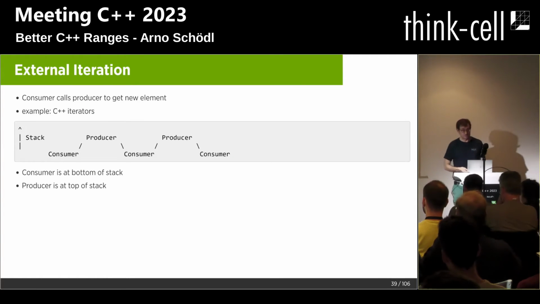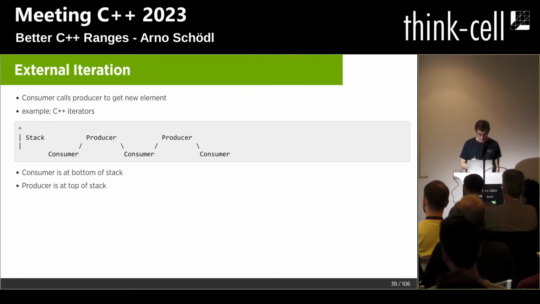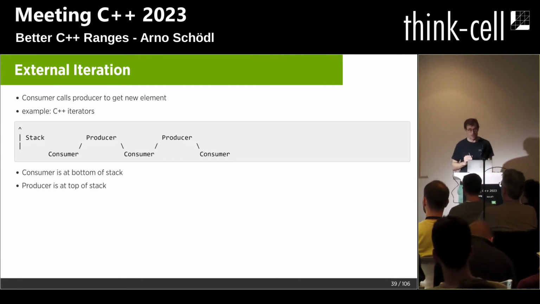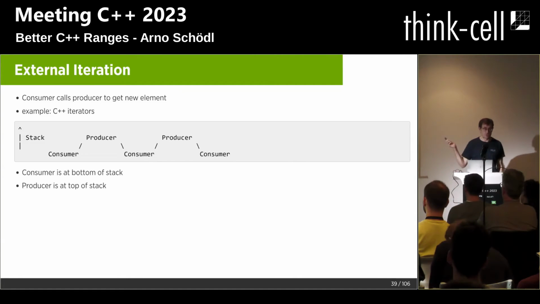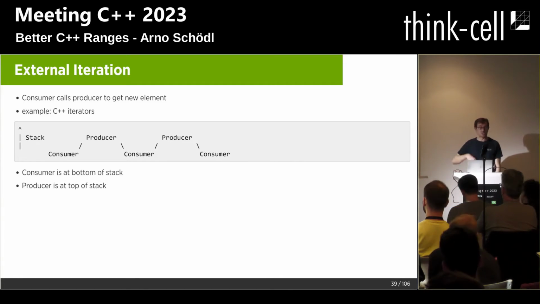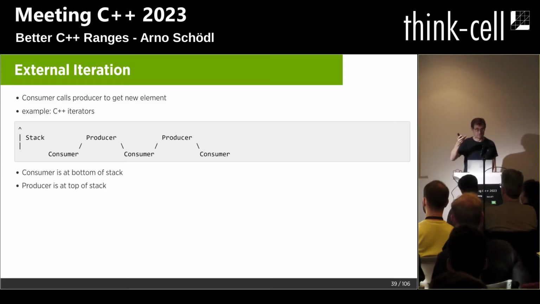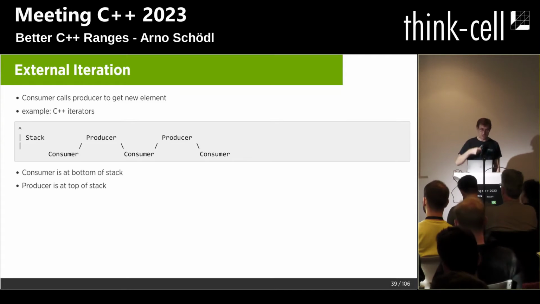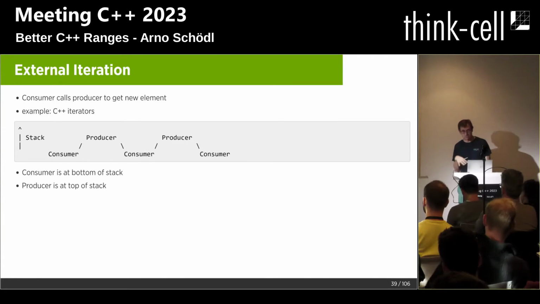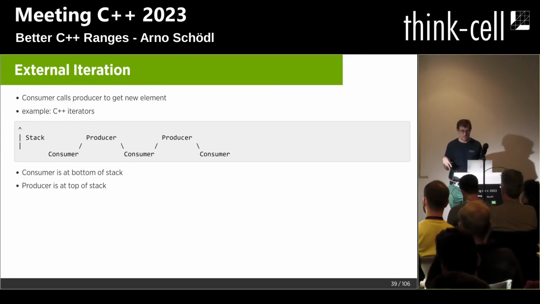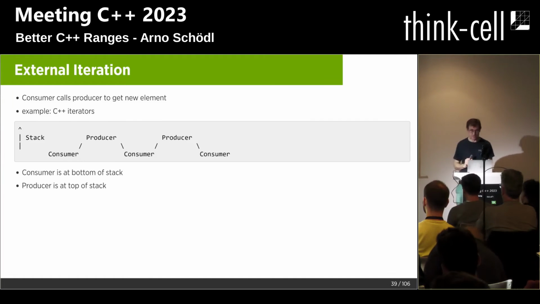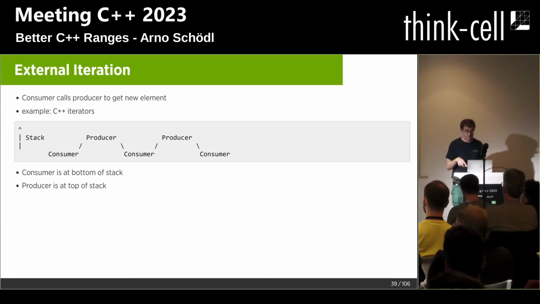Now, what's really happening here? The typical C++ iterators that we know do what's called external iteration. External iteration means that the consumer of data calls the producer if it wants more data, and the producer returns that data. The consumer consumes it somehow and does something with it. Whenever it wants more data, it again calls the producer. So the consumer is at the bottom of the stack, and the producer is at the top of the stack.